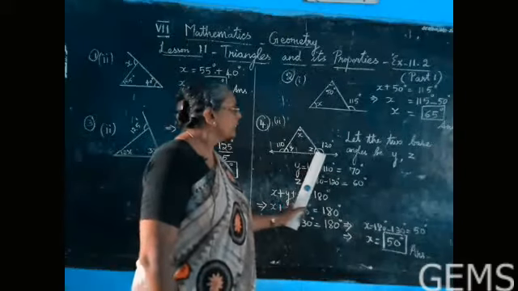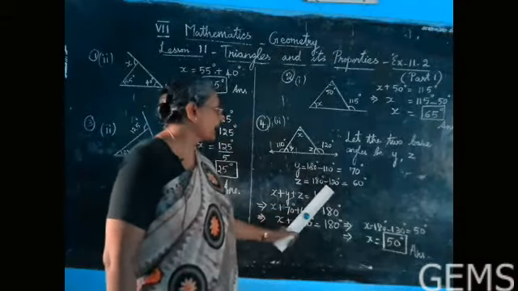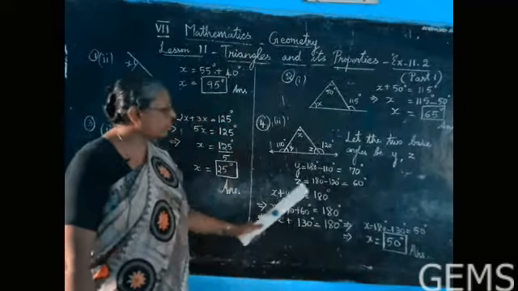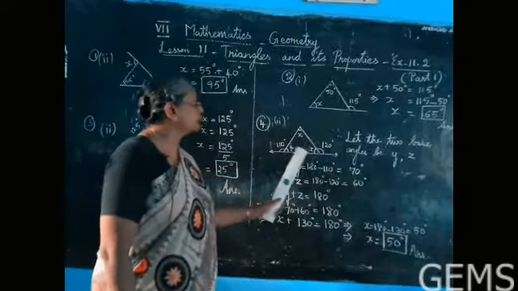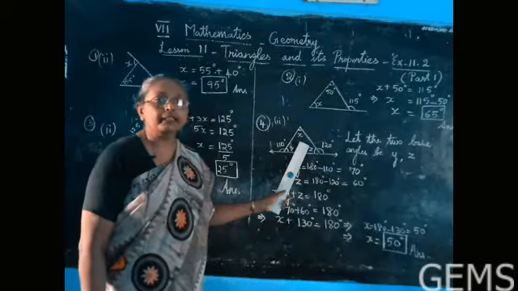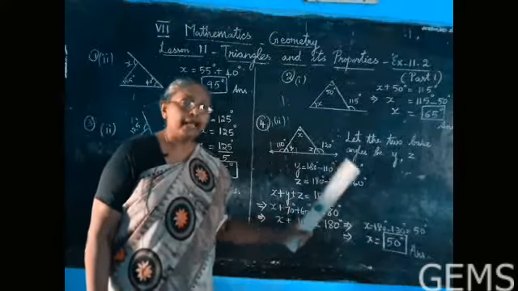And what will be z? z will also be 180 degrees minus 120 degrees, which is 60 degrees. Therefore, we have the values for these two angles. We can find x easily. What property we can apply? We can use the angle sum property here. Which is the angle sum property?